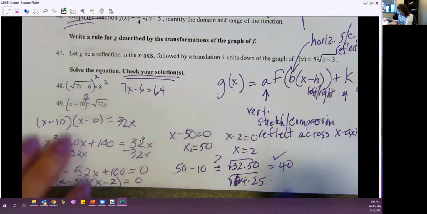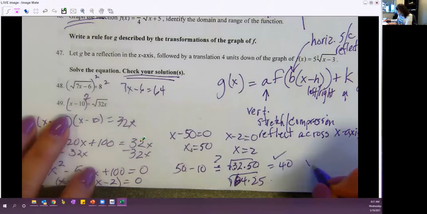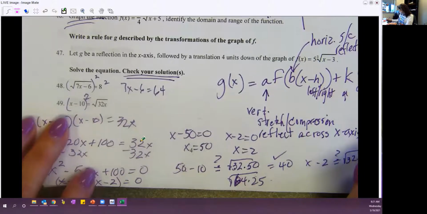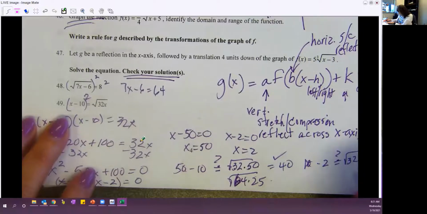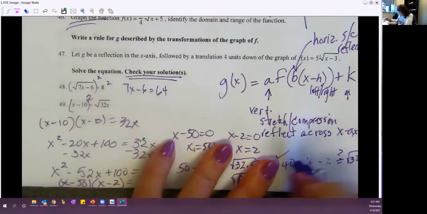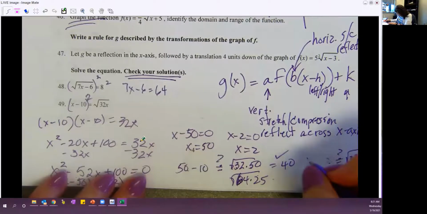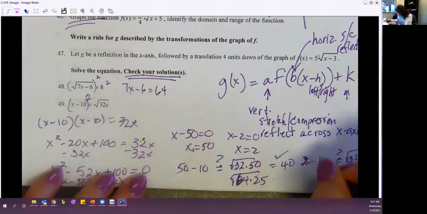So if we try 2, we get x minus 2. Does that equal the square root of 32 times 2? This is x. This is 10. Sorry, backwards. X, which is 2, minus 10. So this is going to be negative 8.